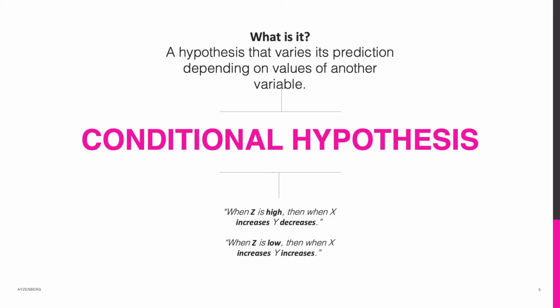What about conditional hypotheses? We still use the same logic and framework, but there's an additional factor to consider. Your prediction will vary depending on something else. For example, we might have some factor that conditions our relationship between two phenomena. If everyone uses snow tires, then when it snows a lot, there might be less accidents. But if no one uses snow tires, then when it snows a lot, there might be more accidents.